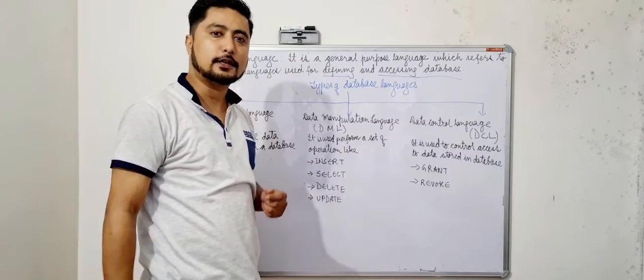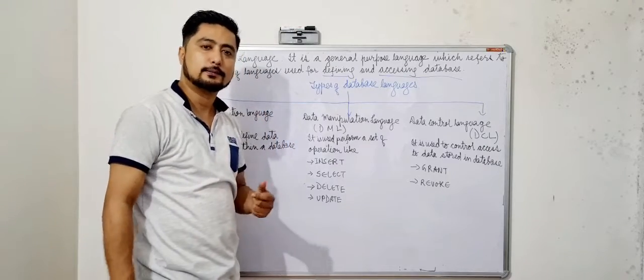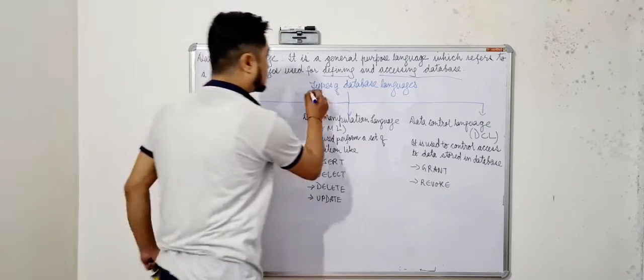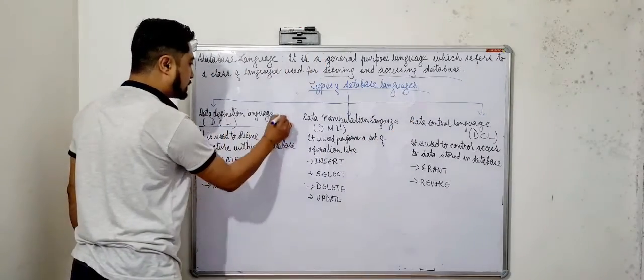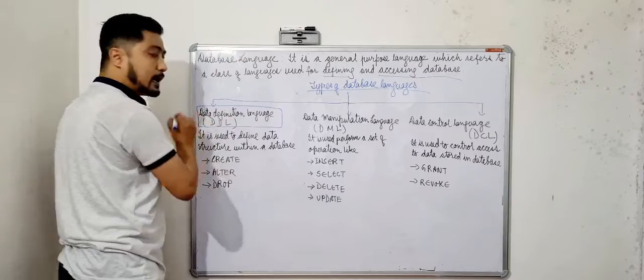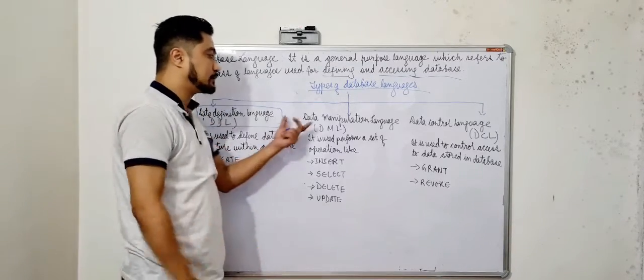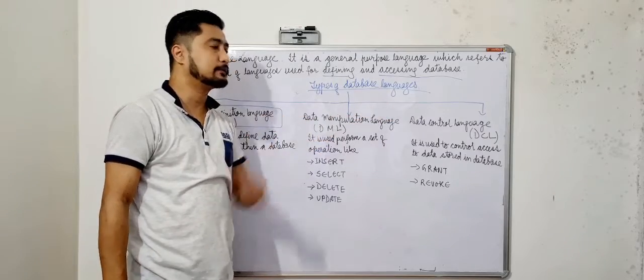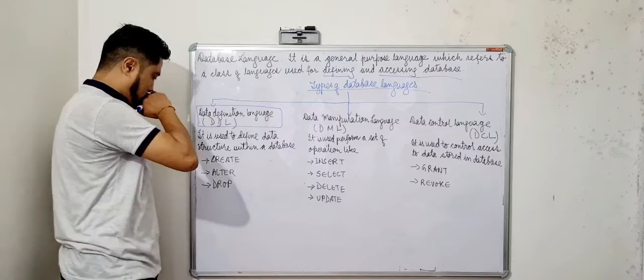According to this, the database language is divided into three categories. Types of database languages: number one is DDL or data definition language. Number two is data manipulation language, and number three is data control language. So we'll see it one by one.